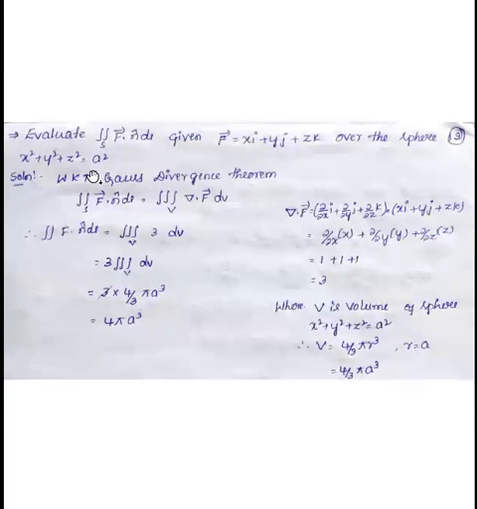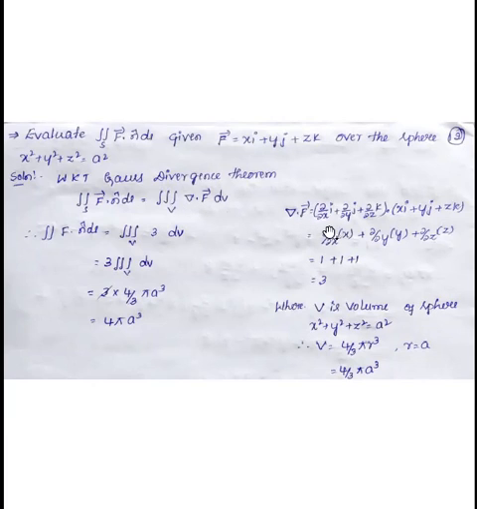Next one: evaluate the double integral over S of F dot n cap into dS, given F is equal to xi plus yj plus zk over the sphere x square plus y square plus z square is equal to a square. Solution: evaluating the double integral of F dot n cap into dS means using the Gauss divergence theorem, because we cannot find it directly with respect to S, right, on the surface. That's why we use the divergence theorem, the triple integral over V of del dot F into dV. So we first find del dot F.